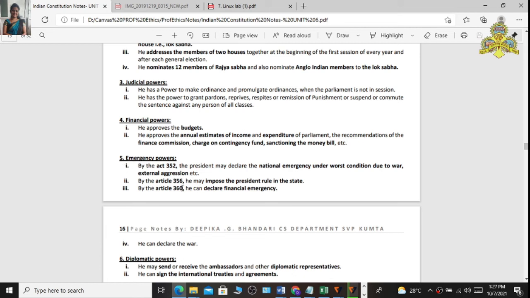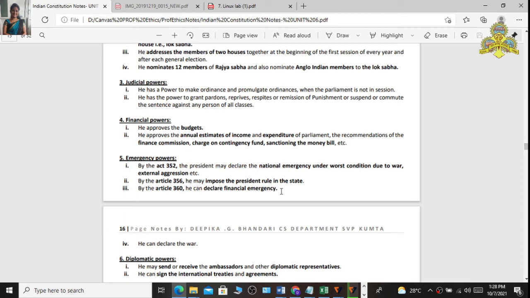Okay, by Article 356, it explains about imposing president rule in the state. For example, if any state is not functioning as per the rules and regulations given by the Constitution, then in that state the President of India can impose presidential rule, that is called President rule.